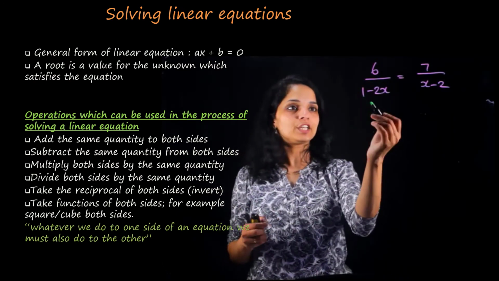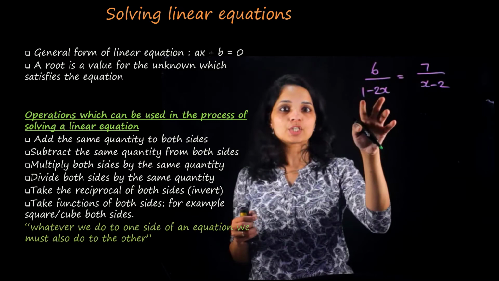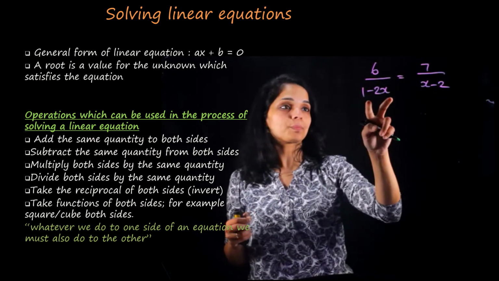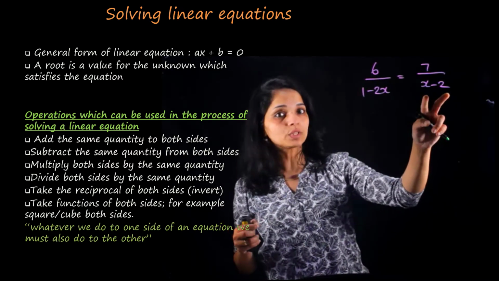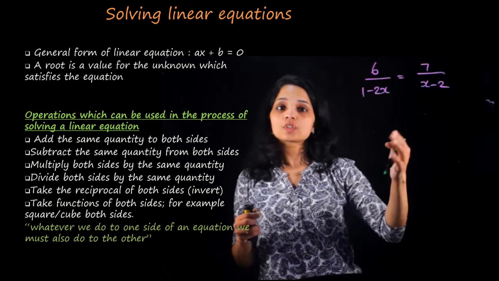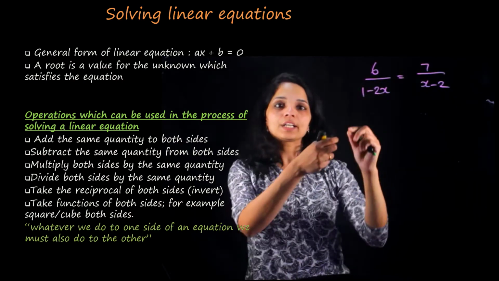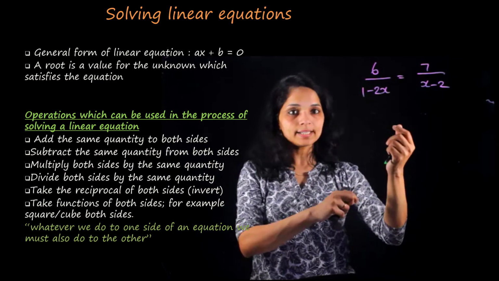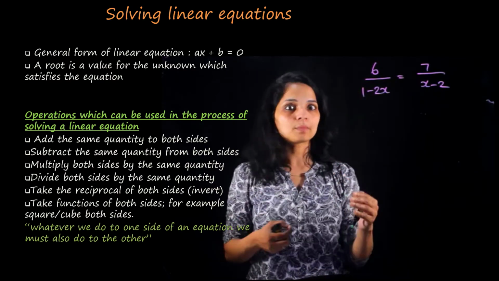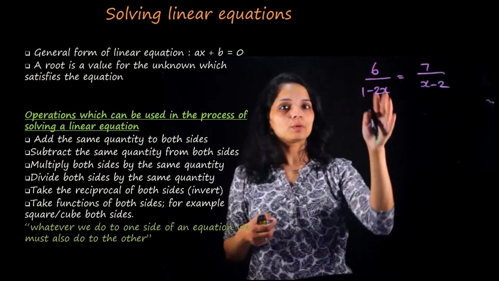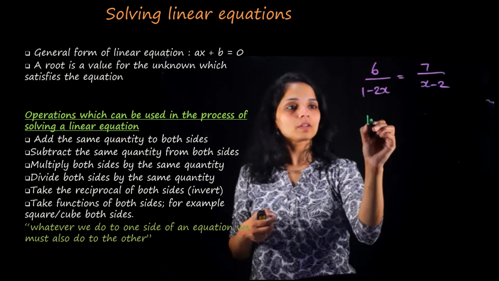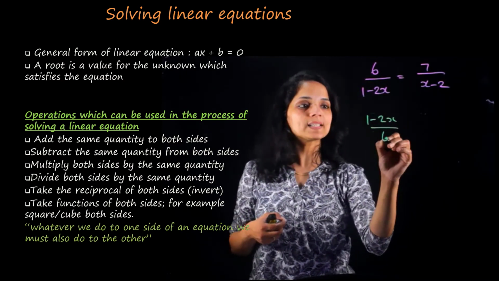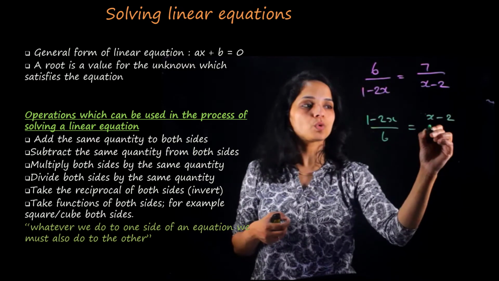So one way is to multiply the whole equation by the LCM straight away. So it's 1 minus 2x times x minus 2. That's the least common multiple. So you can do that. Or what you can do is you can flip both sides, which you can do. That's what I'm going to do in here. So I'm flipping both sides, which makes 1 minus 2x on 6 equals x minus 2 on 7.